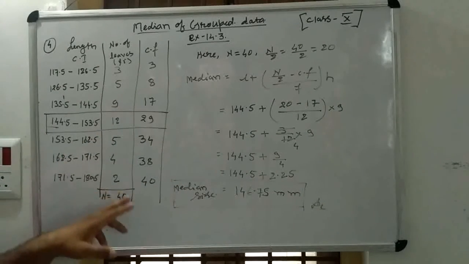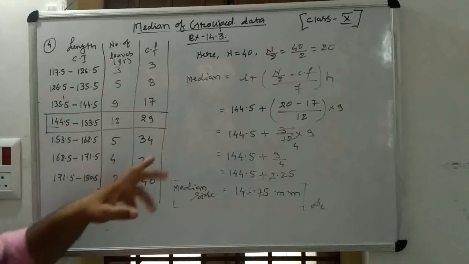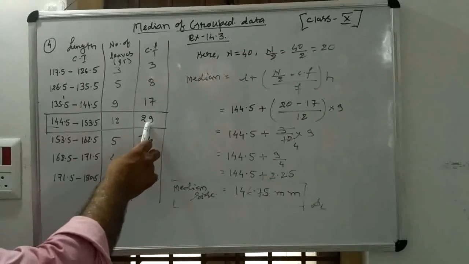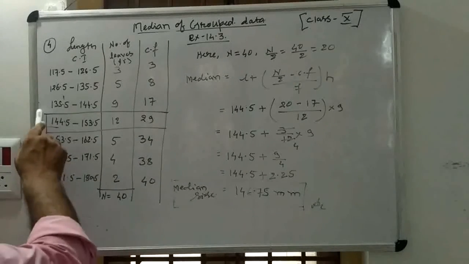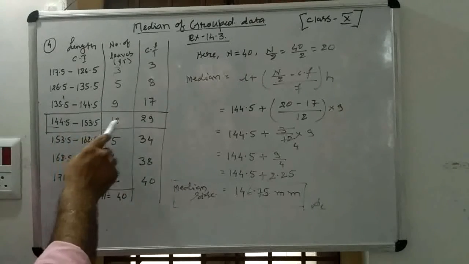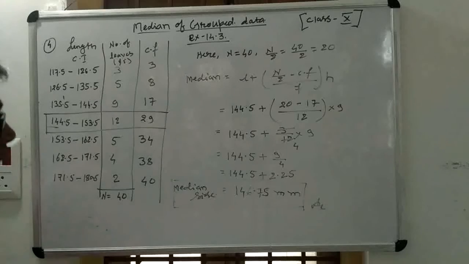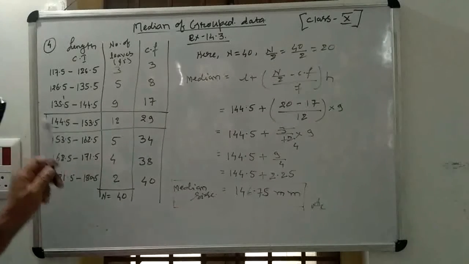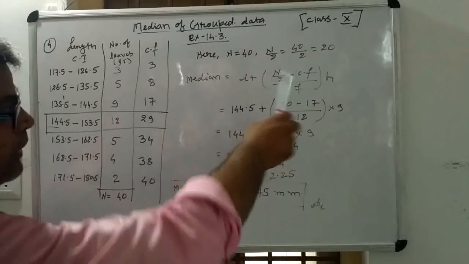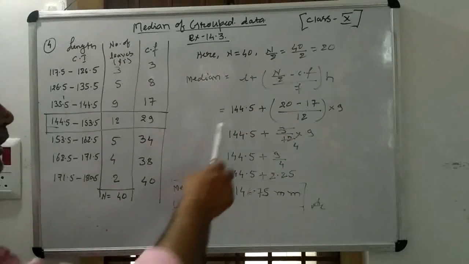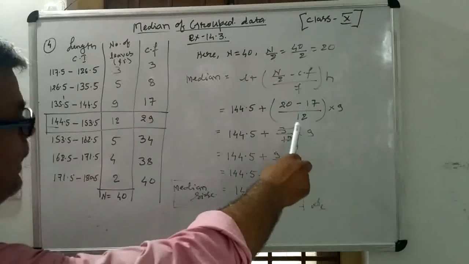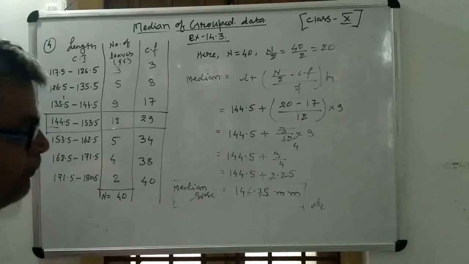After recognizing the median class, n by 2 is here 20, and 20 is more than 17 but less than 29. So the corresponding class having cumulative frequency 29 is your median class. And after recognizing the median class, we put the values in the formula. So it becomes 144.5 plus (20 minus 17) by 12 into 9.